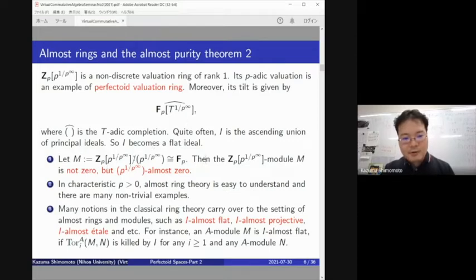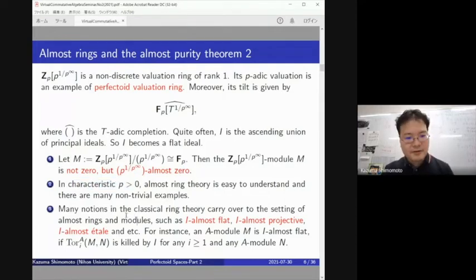To appreciate the idea of I-almost zero modules, for example, let's take M to be the quotient: take this ring modulo this ideal, which is the residue field F_p. Then this is not zero, but this is almost zero. So this is a non-trivial example: I-almost zero doesn't imply zero. Second, in characteristic p, almost ring theory is easy to understand, and there are tons of non-trivial examples. So we should start with characteristic p, then mixed characteristic.